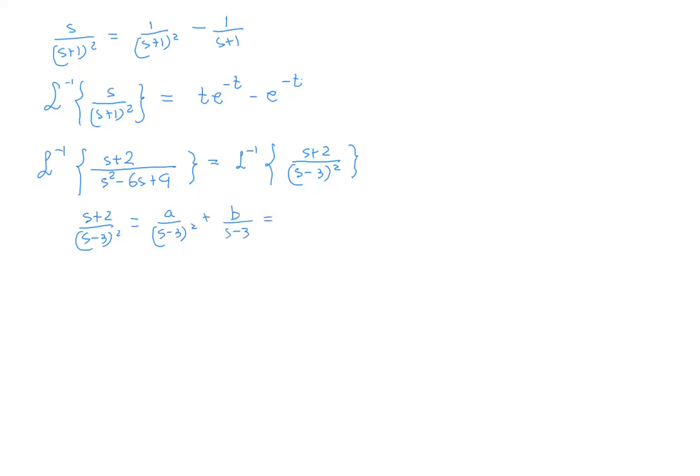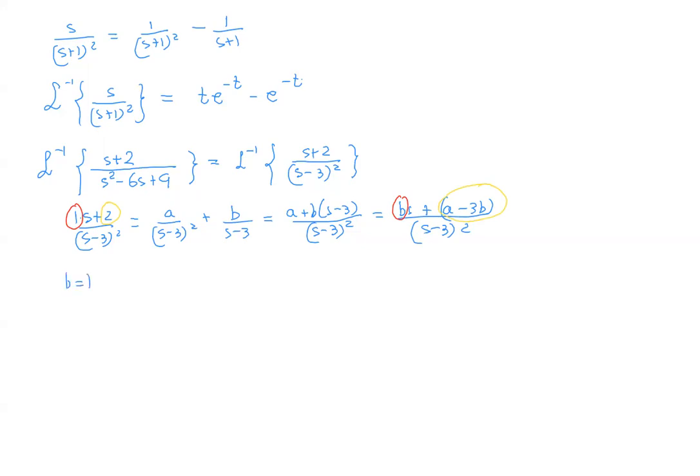So clear denominators, and you will have a plus b times s minus 3 over s minus 3 squared. And this splits now into bs plus a minus 3b over s minus 3 squared. And now the idea is that you can think of s plus 2 as 1 times s plus 2, and the number 1 should be equal to b, and the number 2 should be equal to a minus 3b. And this will give you b is equal to 1.